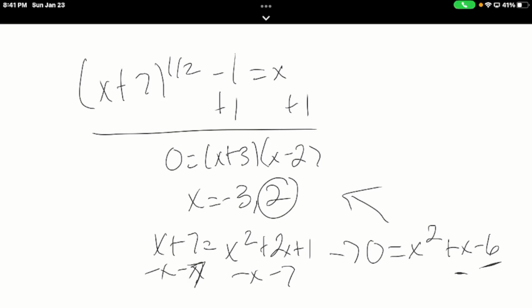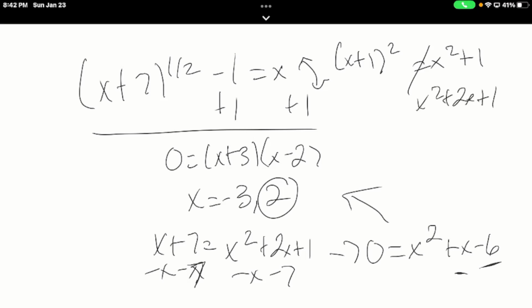Remember, foiling the x plus 1 when you square it is important. This is not x squared plus 1. This is x squared plus 2x plus 1. Okay. All right.